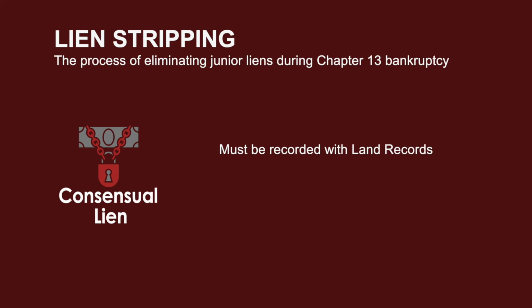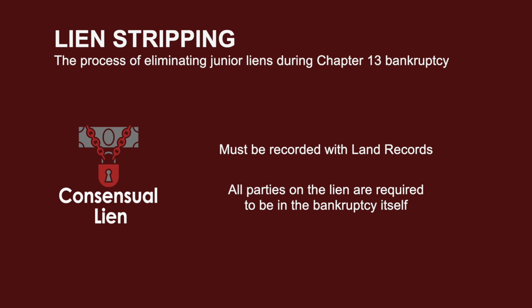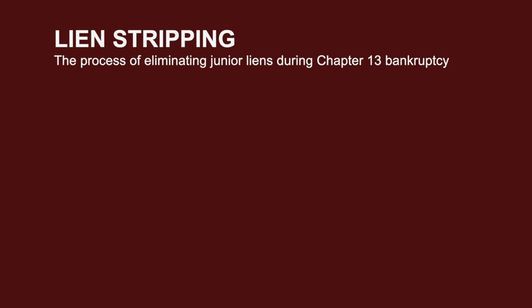In a consensual lien, you will have to record this land with land records. Generally, there is a fee associated with that, and I urge you to consult with your local county on the fees that are required. In addition, to strip a lien, all parties that are on the lien in a consensual lien situation are required to be in the bankruptcy itself. This is not a requirement for judgment liens.